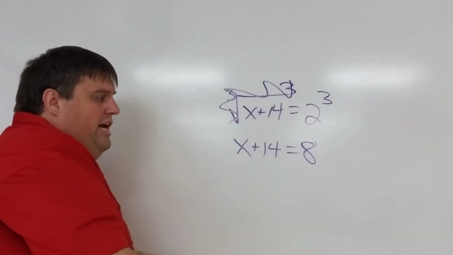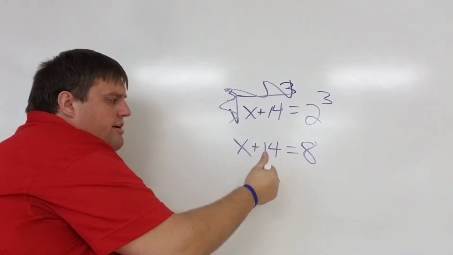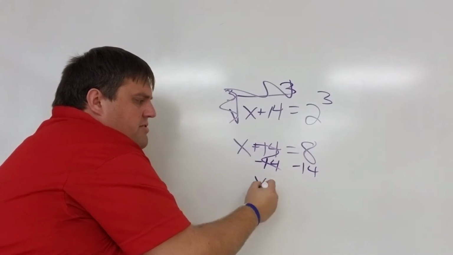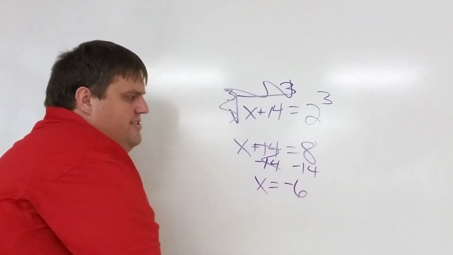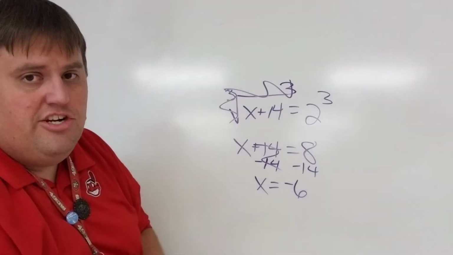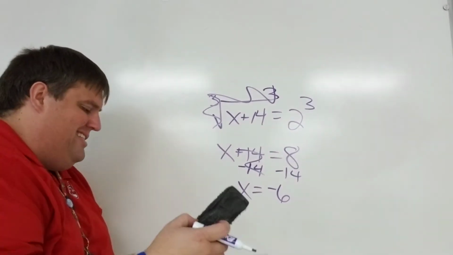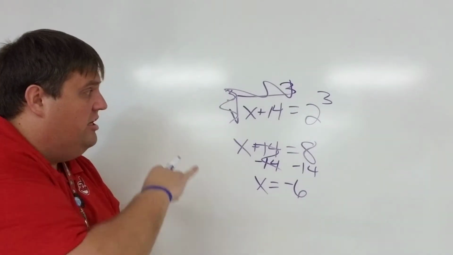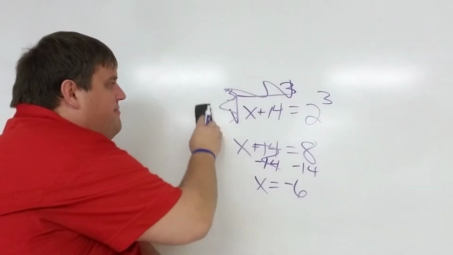And then I just have one extra step, just like the last one. To get rid of plus 14, we're going to subtract 14 on both sides. That'll give me negative 6. All right, that's that section. Those are the exact steps that I expect you to show me on your test. So if you're not sure, this is how you do that.